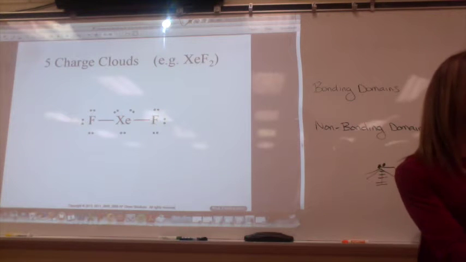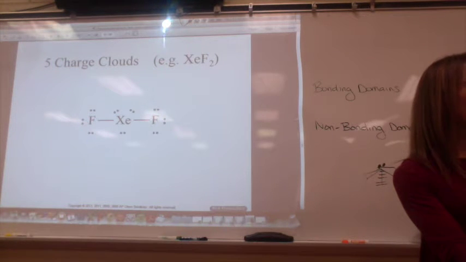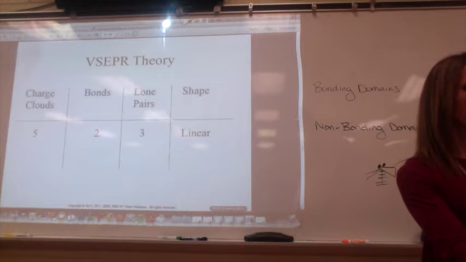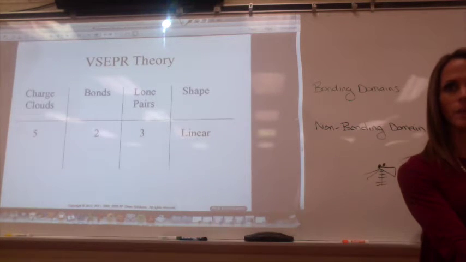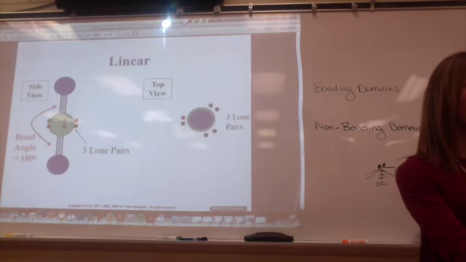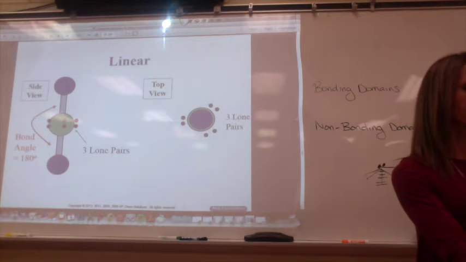All right, so this one. How many bonding, how many non-bonding? 2 bonding. Yep. And this one ends up being linear, right? And linear, you know anyway, is 180. So there's your bond angle.